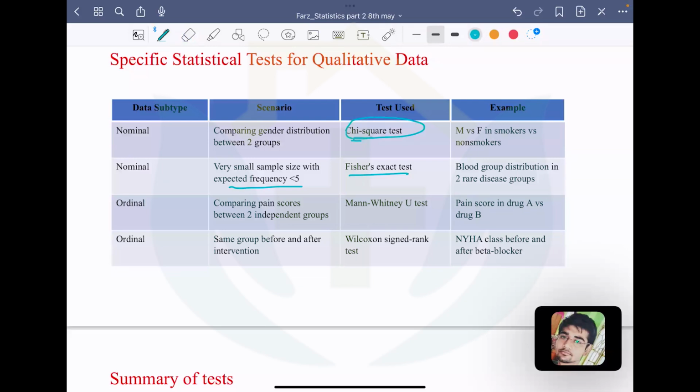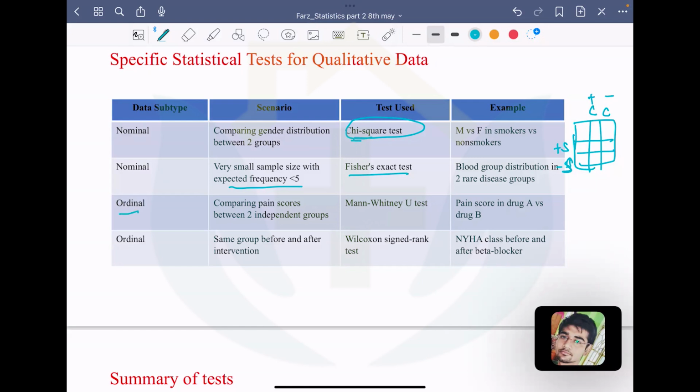Chi-square, you will be comparing between the proportions. For example, you will be putting like this: cancer plus, cancer minus, smoker plus, smoking minus. So you will again be using chi-square to see the proportion of smokers, whether it is significant between the groups, whether smoking is causing cancer or not. You'll be using chi-square because we are not dealing with continuous variables. It is categorical. Either they're smokers or non-smokers. So you'll be using these tests.